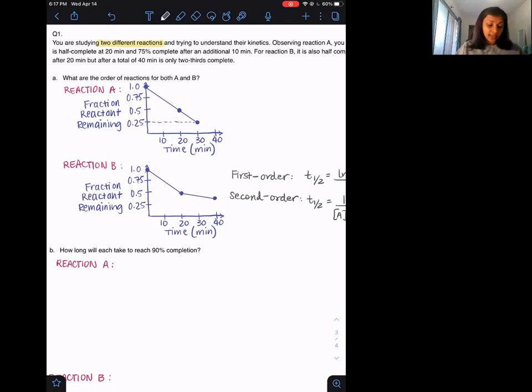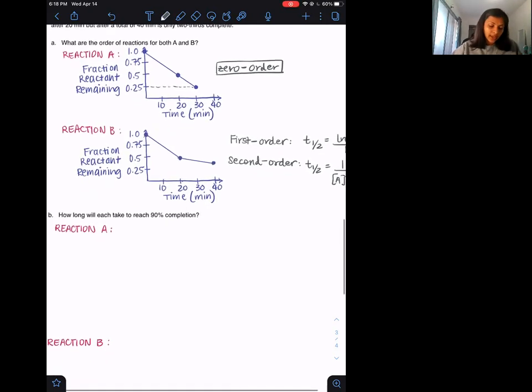From this, we can see that reaction A proceeds with a constant rate. That is, the total amount of reactant that decreases at each time interval is constant. And so the reaction rate is independent of the concentration of reactant that's present at any given time. So which order reaction do we know that is independent of reactant concentration? Well, we know that this is a zero order reaction, because a zero order reaction is independent of reactant concentration. So reaction A is a zero order reaction.